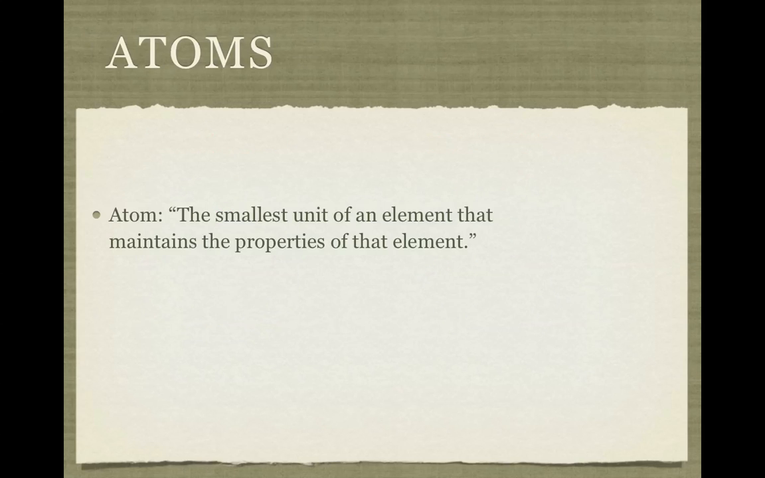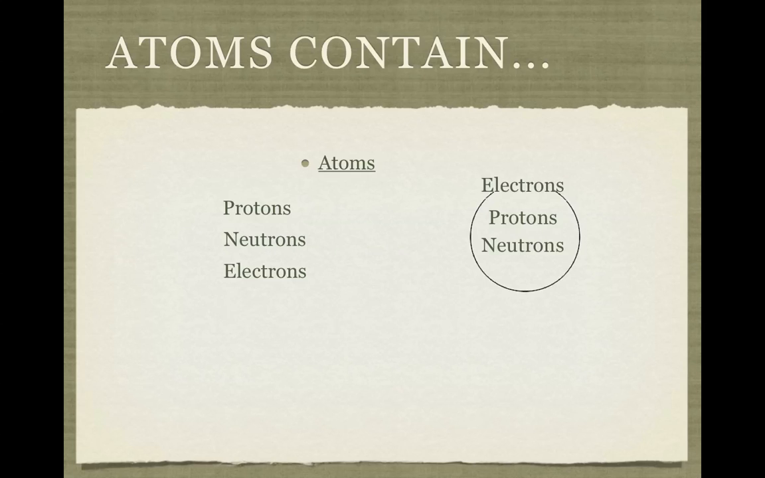Atoms. This is the strict definition from the book too. The smallest unit of an element that maintains the properties of that element. So atoms, they are in all elements. They are in everything. They're very, very tiny, and no one can see them, but there are billions of them everywhere. So atoms contain protons, neutrons, electrons. Protons being positive, neutrons being neutral, and electrons being negative.